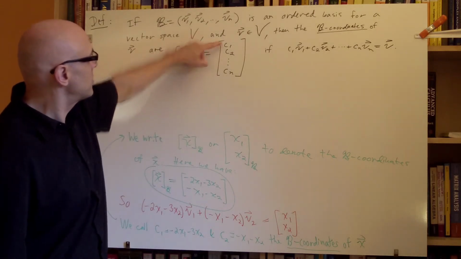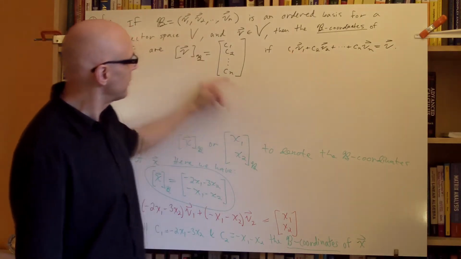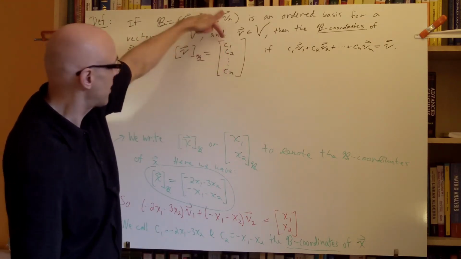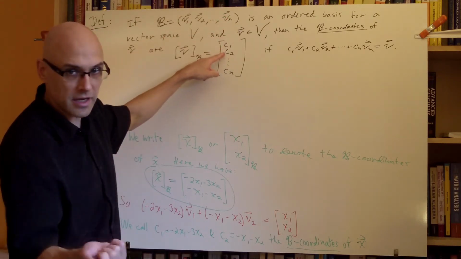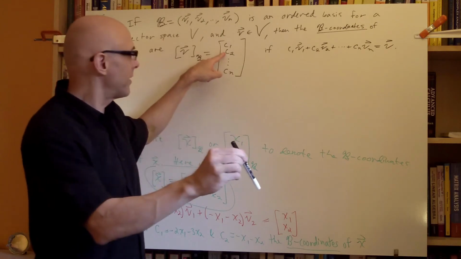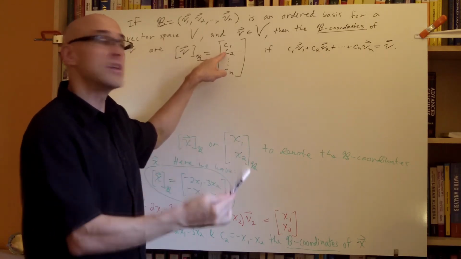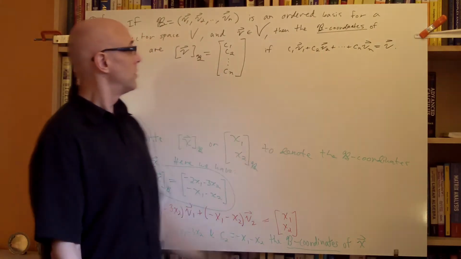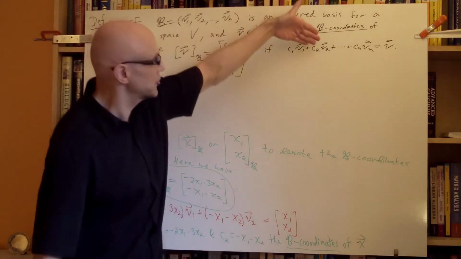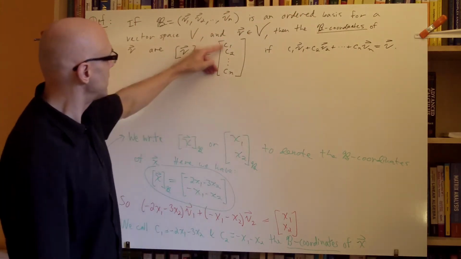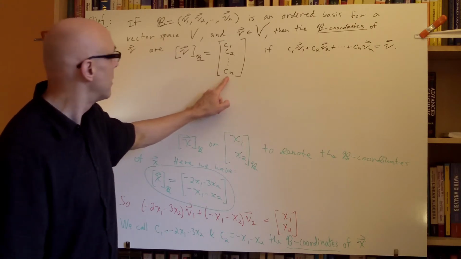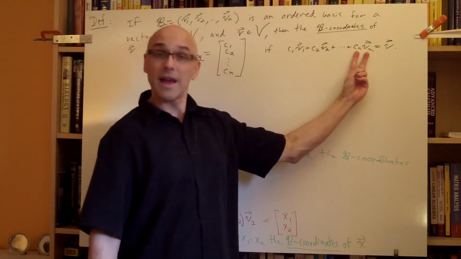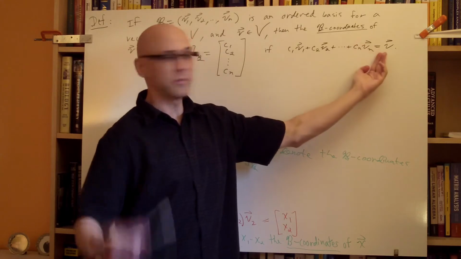So C1 is understood to be the coefficient of v1 by virtue of the fact that C1 is first in this n by 1 matrix. It's the top entry. And then C2, being the second entry, is understood to be the coefficient of the second vector in the basis B, namely v2, like that, C2 times v2, for the next term in the linear combination. And so on down to Cn, which is understood to be the coefficient then of the last vector in the basis B, which of course is vn, giving us the last term in the linear combination that adds up to equal v.